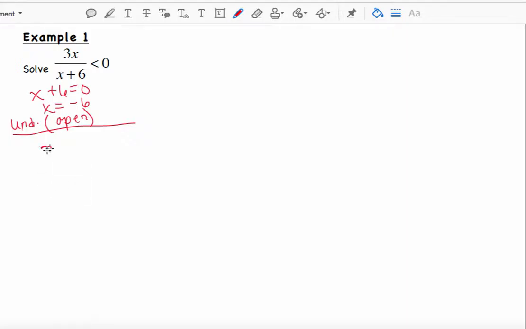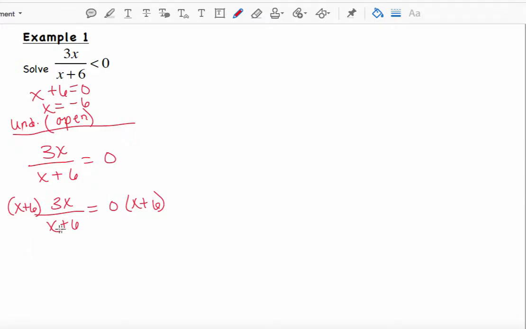And then we're going to solve the related equation. So we're going to take that fraction, set it equal to 0, and solve it. First thing I'm going to do is just multiply both sides by my denominator of x plus 6. The reason I multiply by x plus 6 is so that my denominator cancels out on the left, and then what you do to one side, you do to the other. The nice thing about multiplying the right side by x plus 6 is that you're just multiplying by 0, and anything times 0 is 0. And then I'm going to divide by 3, and I get x is equal to 0.